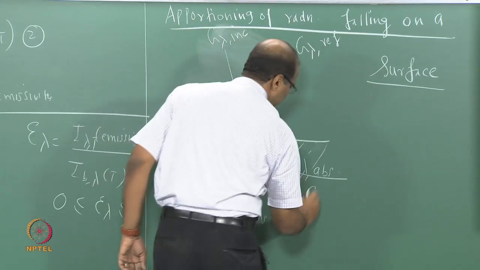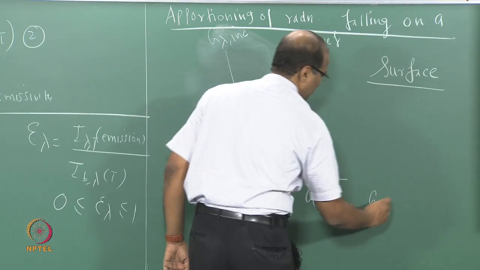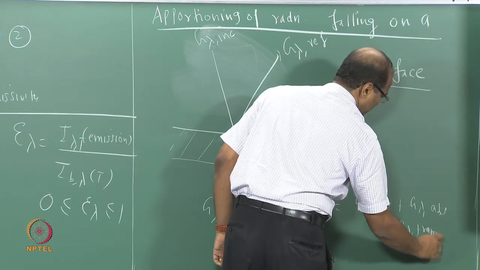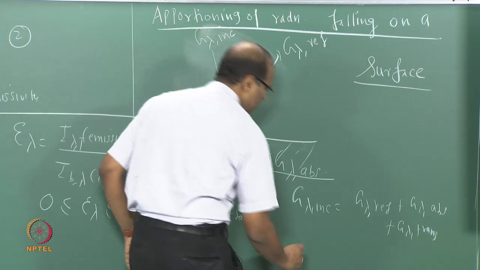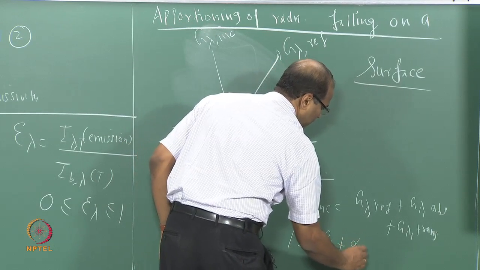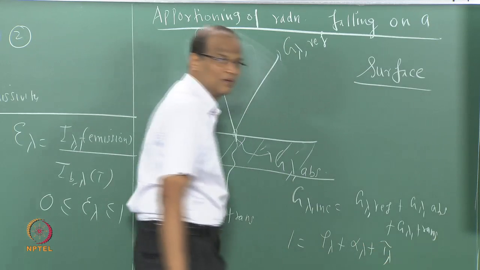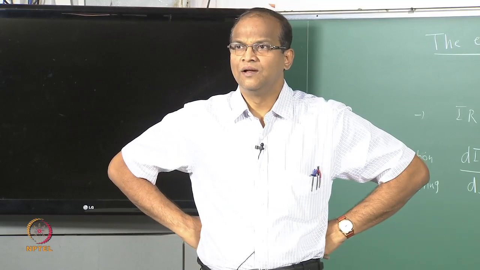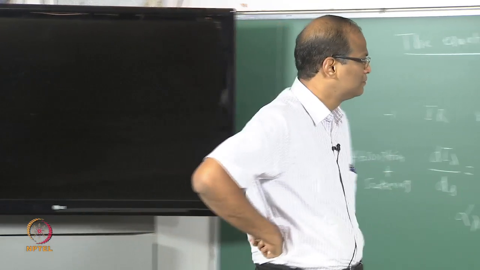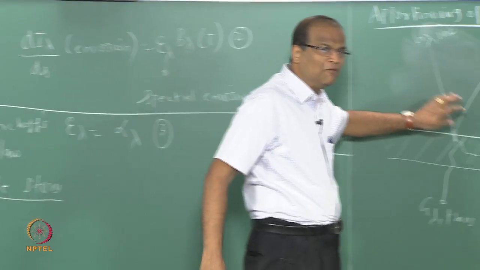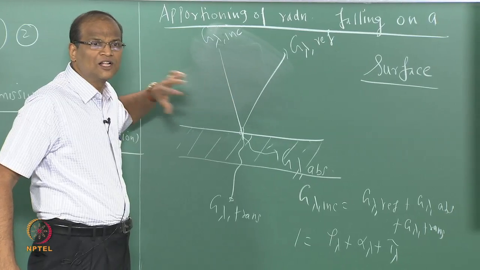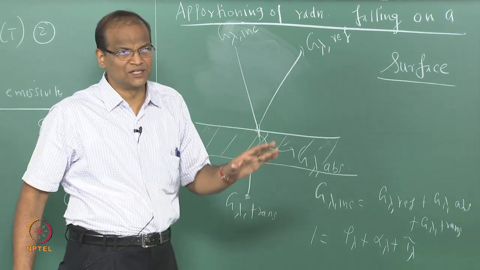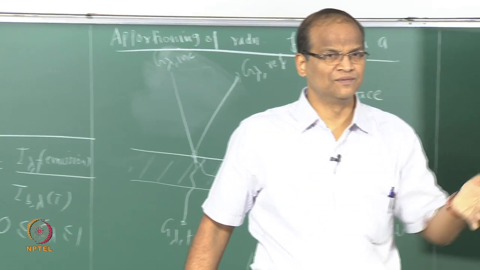okay. So by energy balance, dividing by G lambda incident throughout, you get rho lambda spectral reflectivity plus alpha lambda spectral absorptivity plus tau lambda spectral transmissivity equal to 1. This is basically what is happening to the incoming radiation. It has got nothing to do with the black body characteristics of a particular body or what is its temperature and so on, okay. Though its absorption can be related to the temperature, okay, it is more dependent on the temperature of the surface which is giving the radiation, correct.